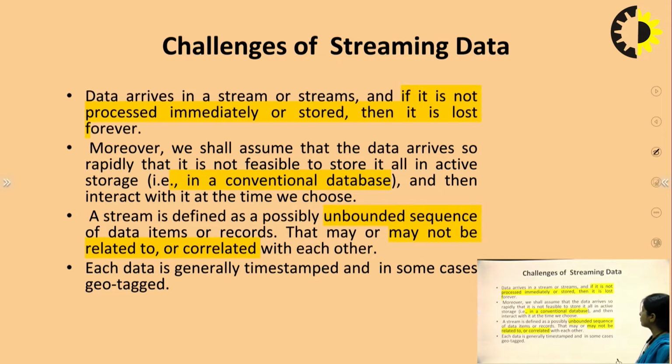A stream is defined as a possibly unbounded sequence of data items or records that may or may not be related to or correlated with each other, right? Each data item is generally time-stamped, and in some applications where the location is being traced, it is geotagged, right? We can see in many cases the data is generally time-stamped: at what time the transaction was started, at which time the event happened, and so on. So the data is generally time-stamped, and if required, it will be geotagged.